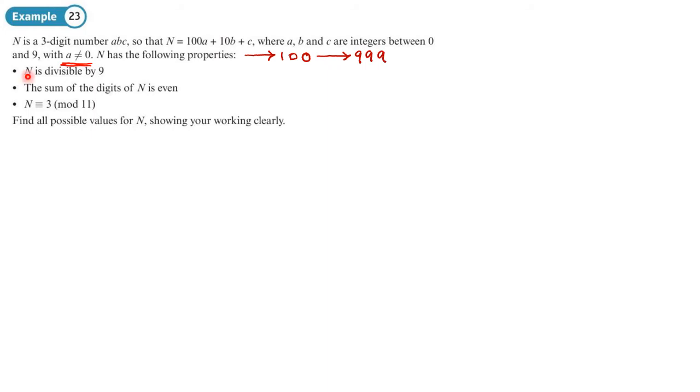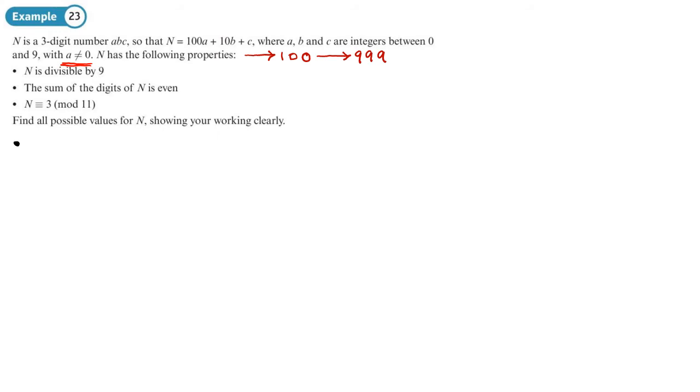Now it says that n is divisible by 9. The sum of the digits of n is even, and n is congruent to 3 under mod 11. In other words, when this number is divided by 11, there's a remainder of 3. So let's go through each of these facts that's given, and we're going to write down an equation that we can use.